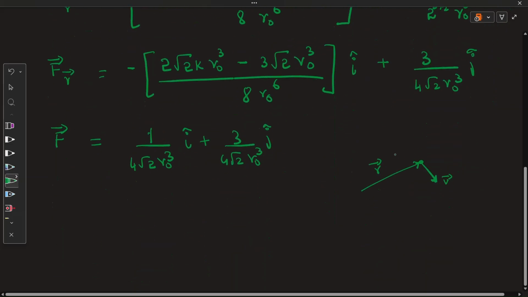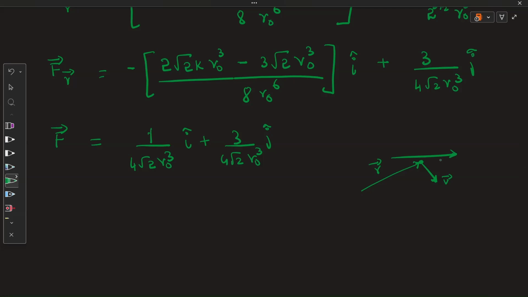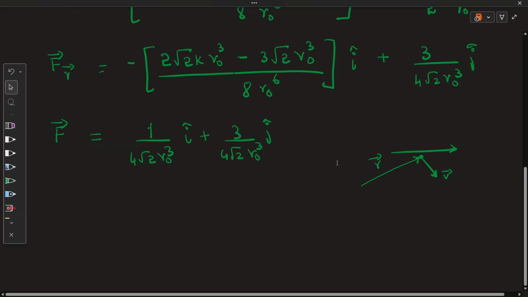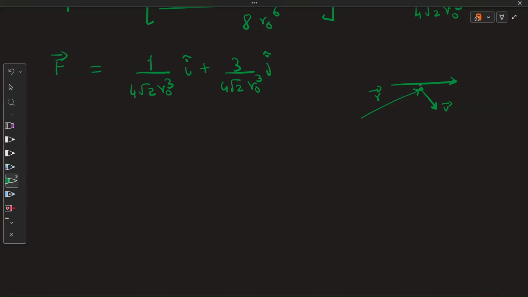Now if you see, let force vector be somewhere in this direction. Now the component of force vector along the normal to the velocity, right? The acceleration component normal is nothing but F vector dot r cap, correct? This is the component of force along the normal direction to velocity, divided by mass.